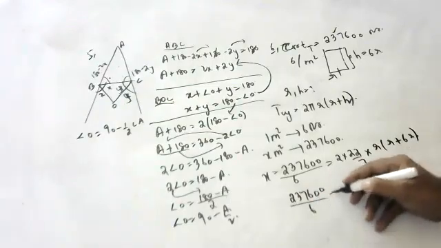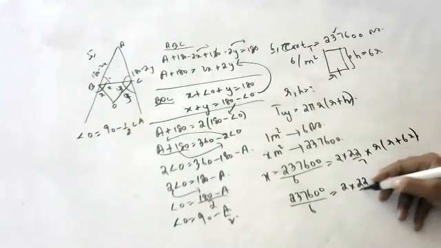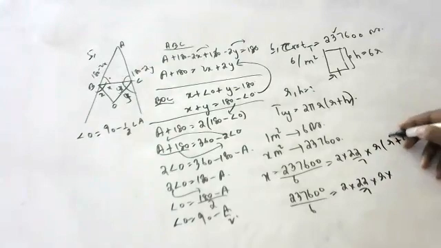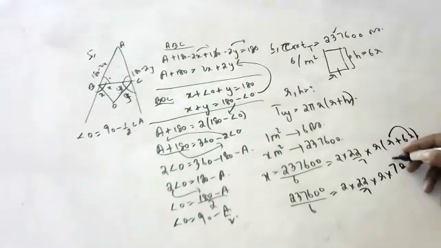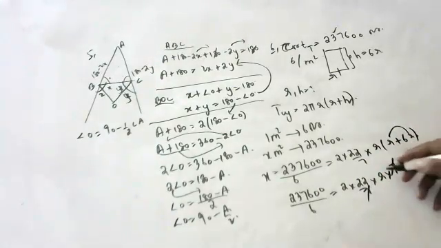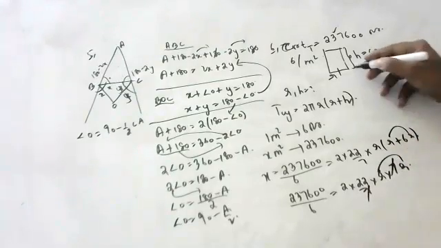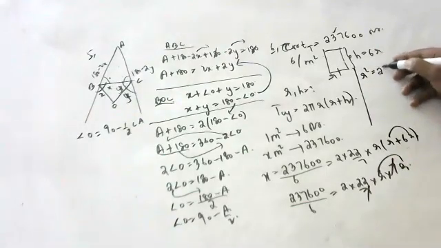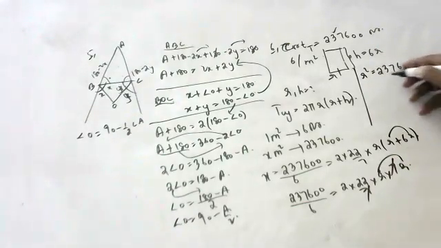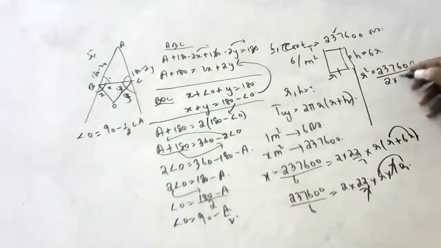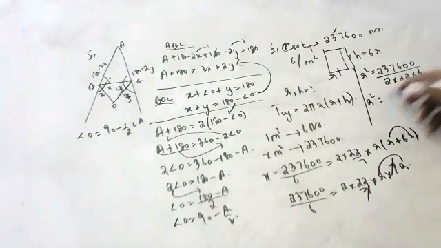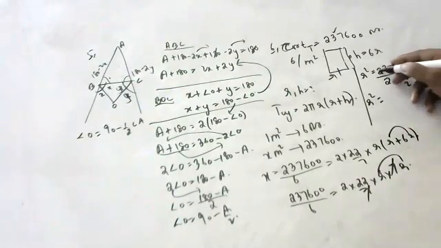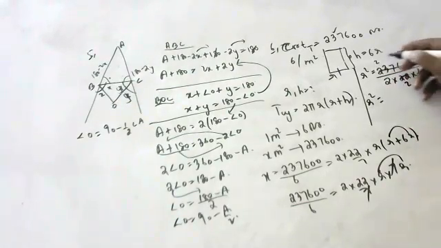237600 by 6 is equal to 2 into 22 by 7 into R into R. The 7s cancel, so R into R is R square. R square is equal to 237600 by 2 into 22 into 6. R square is equal to 11 2s are 22, 11 1s, 11 6s, 0, 0.